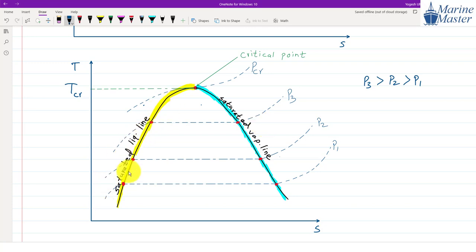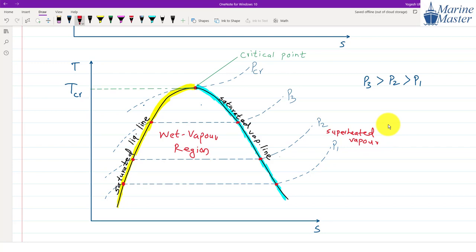So this region, inside this saturation curve, this entire black curve, is the saturation curve. It consists of two parts: the saturated liquid line and the saturated vapor line. Inside this, we call it the wet vapor region. Then the right hand side of the saturated vapor line is the superheated vapor.